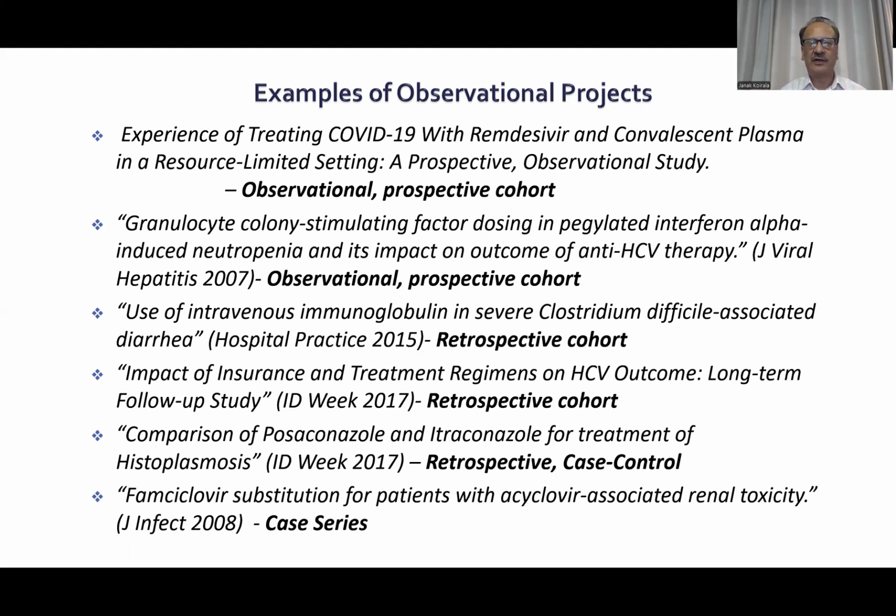Similarly, if we look at the third one, this was use of intravenous immunoglobulin in severe Clostridium difficile associated diarrhea. These were the patients who received intravenous immunoglobulin, and they were looked at to see what kind of outcome they had. So this was a retrospective cohort.